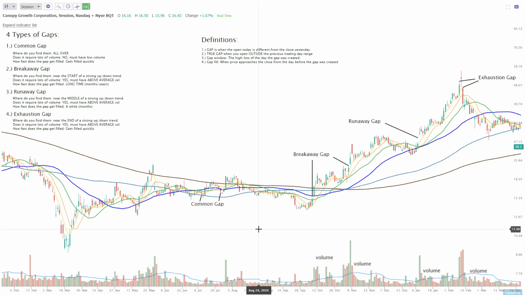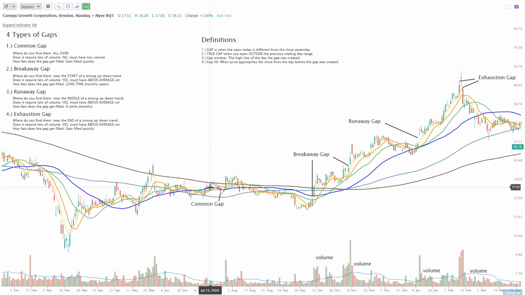So the chart we're going to look at is Canopy Growth, CGC. They've got tons of gaps, so it's a great one to look at and analyze. So you do see lots of common gaps, like right here, for example. That one was filled within a day, below average volume. Another one right here on the 14th, right?